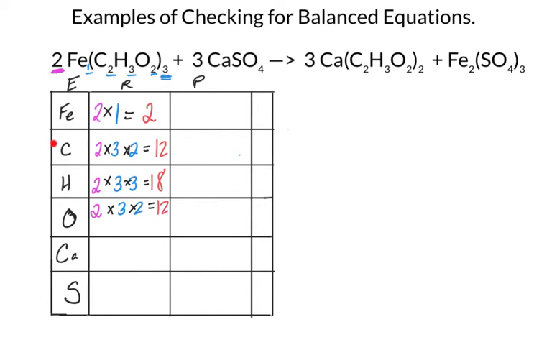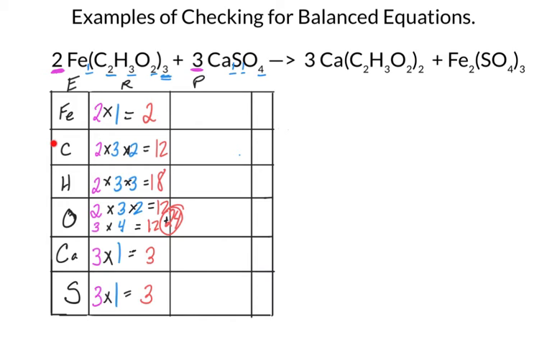Then we look at calcium, and we have 3 times 1 for 3, and sulfur is 3 times 1 for 3. Now let's look at that oxygen again, and now we're going to add that in from the sulfate. We're going to have 3 times 4 for 12. We're going to add those two together, so the 12 from the iron acetate plus the 12 from the calcium sulfate, all of those oxygens added together are 24 oxygens. That's our reactant side. Now let's look at the product side.